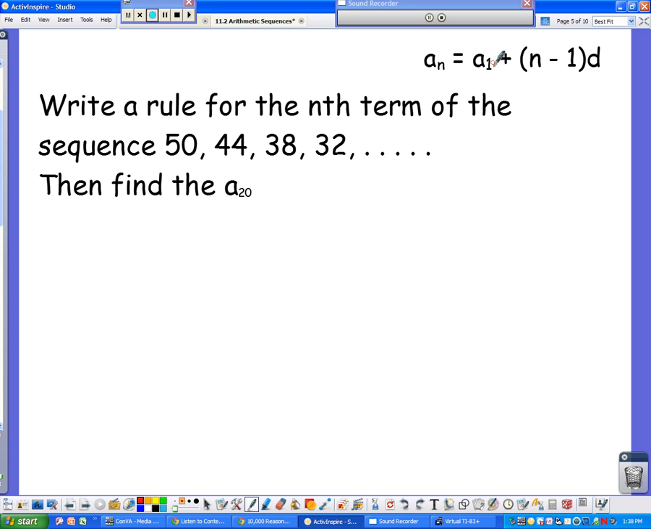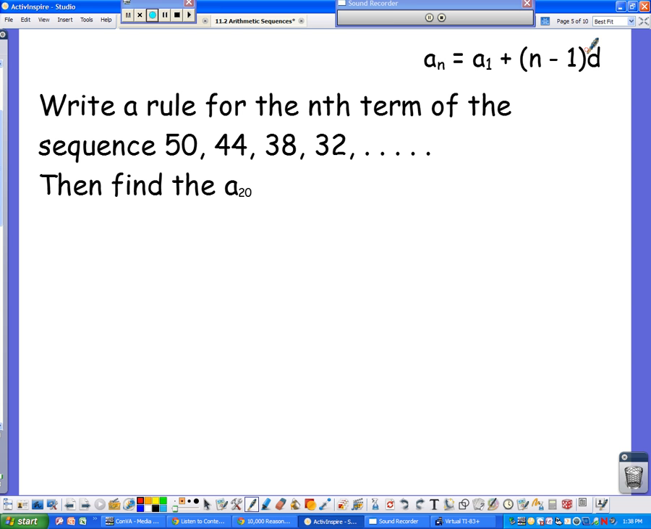The a sub 1 is our first term, because the little 1 here indicates I want the first term. This indicates whatever number I want, the term number. And this indicates the common difference. So we want to write a rule for the nth term in this sequence, and then we're going to find a sub 20.